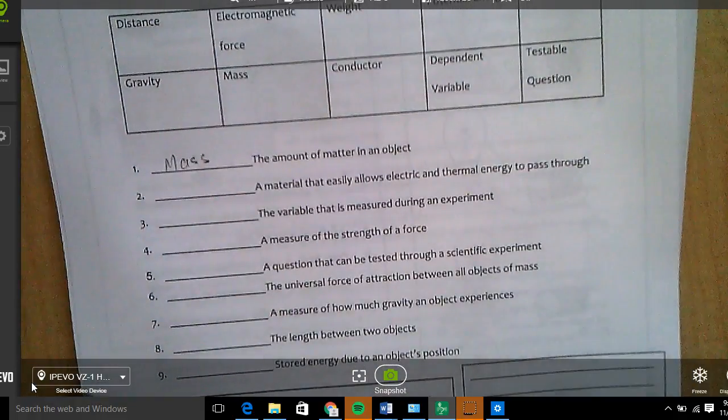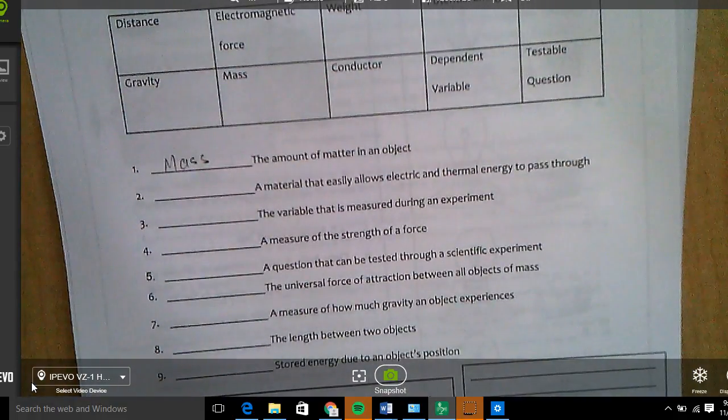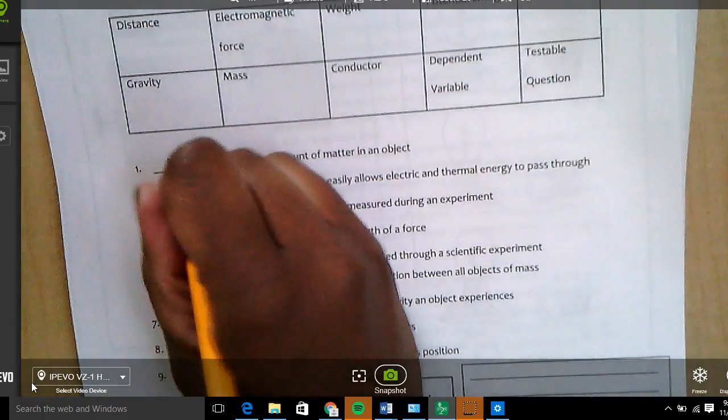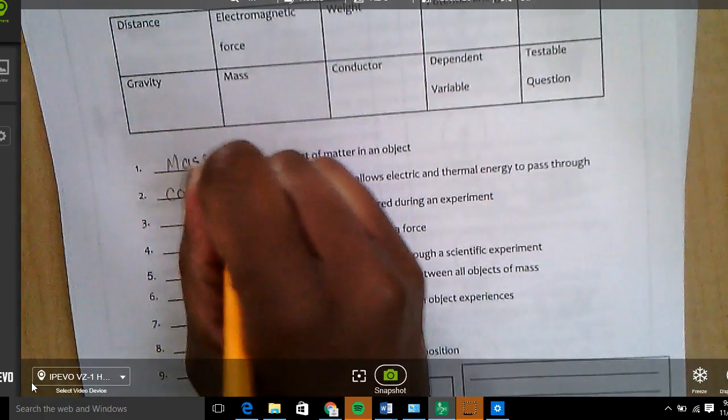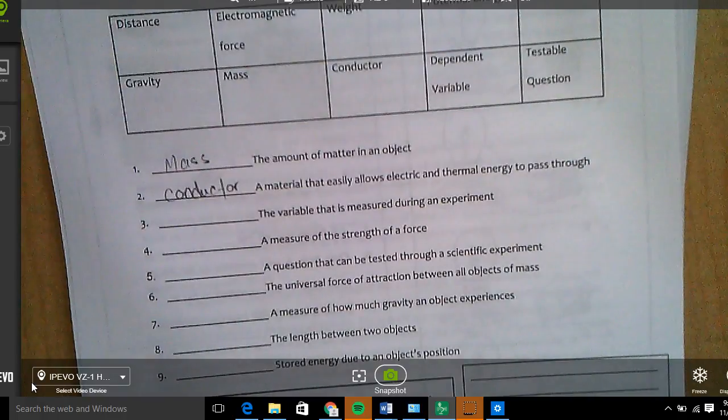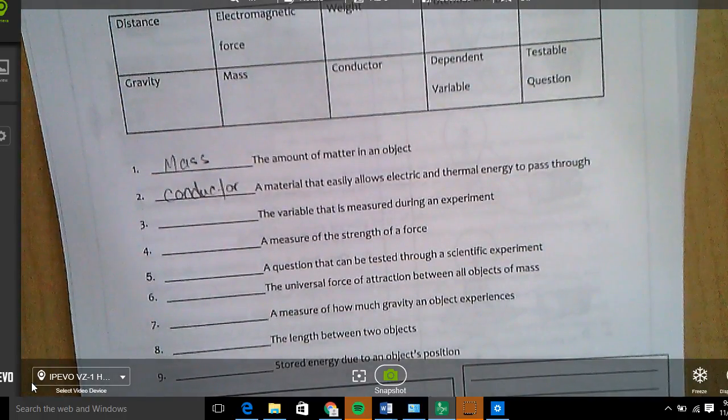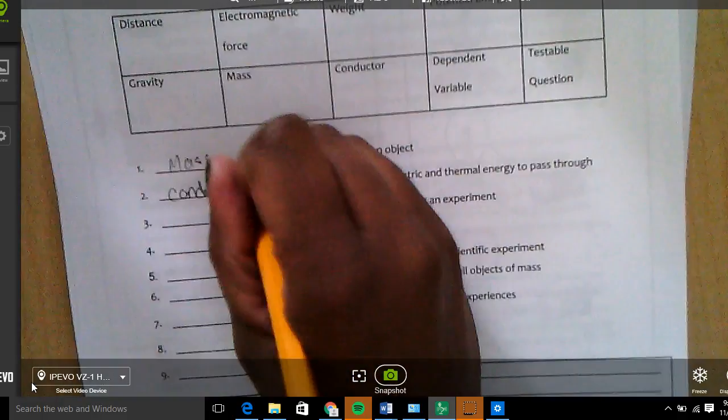Number 2, a material that easily allows electric and thermal energy to pass through, Jalen. Conductor, very good. We've been learning in our circuits that conductors are the what of the circuit? Conductors are the what? The wire, very good. Draw an arrow and write wire.